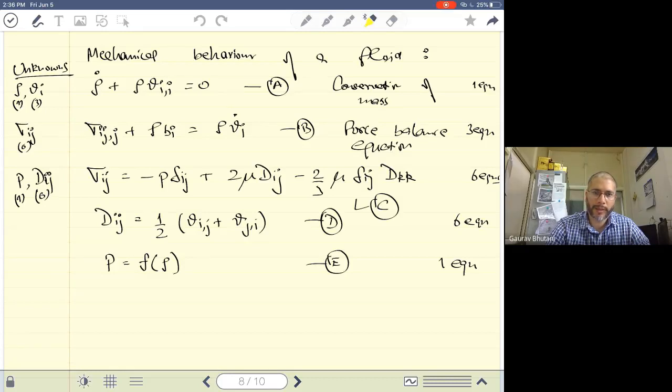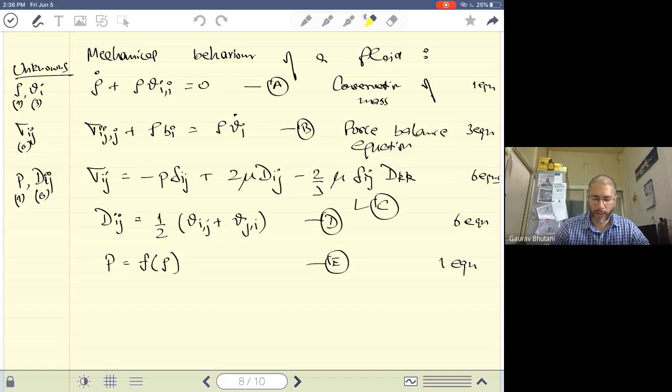And finally, equation E gives us the relation between pressure and density, which can be obtained using an ideal gas law for gases. And using this, we saw that we had finally closed the mathematical system. That is, we had an equal number of unknowns and equations. So finally, we were confident that we can solve this system.